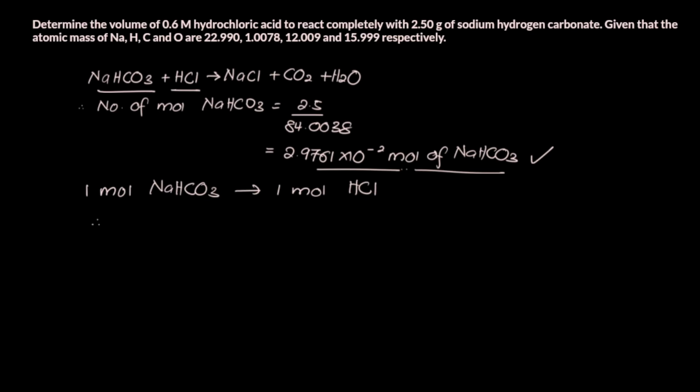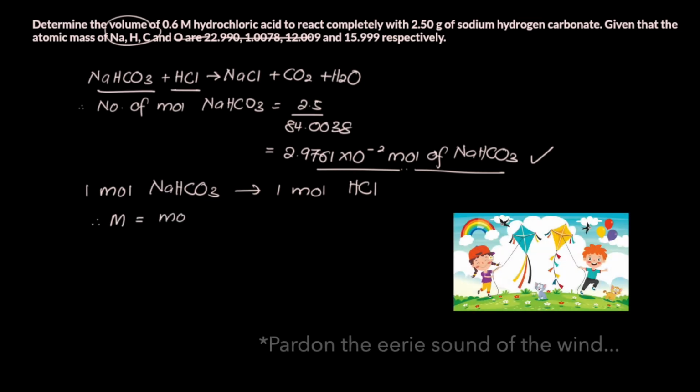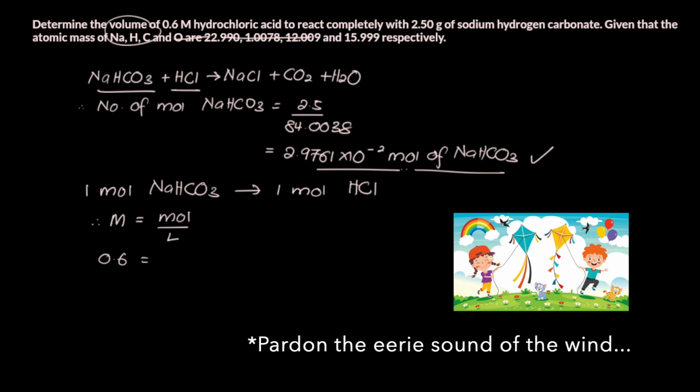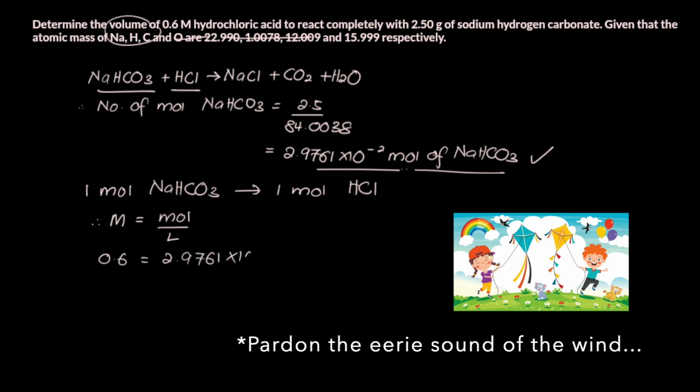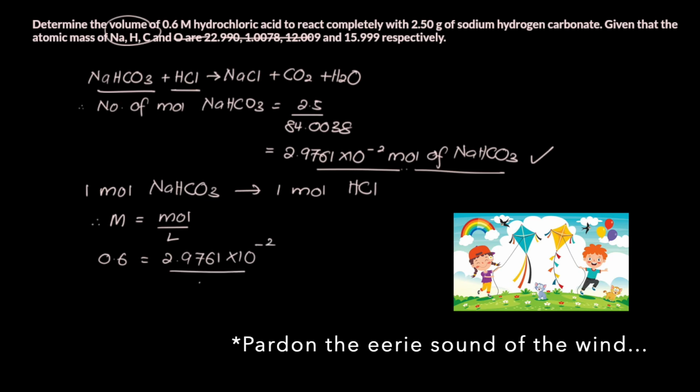Alright, since in the question we were given the molarity of hydrochloric acid and we already know the number of moles, so we can get the volume of this hydrochloric acid by using the formula for molarity. So molarity is equivalent to mole over liter. So the molarity is 0.6 and the number of mole is 2.9761 times 10 to the power of negative 2. So you can find the volume.